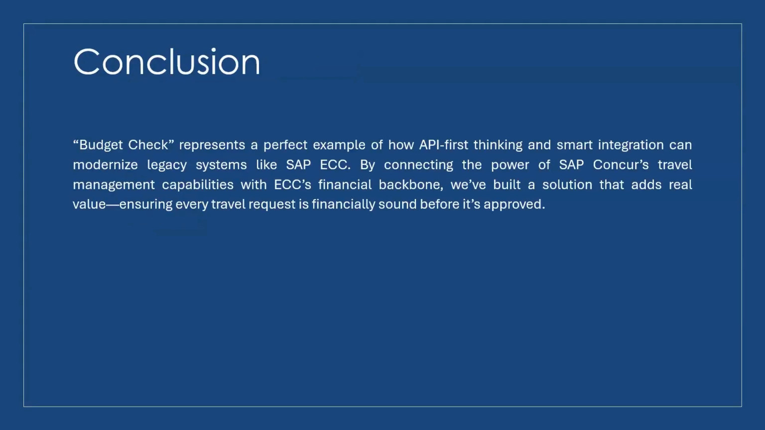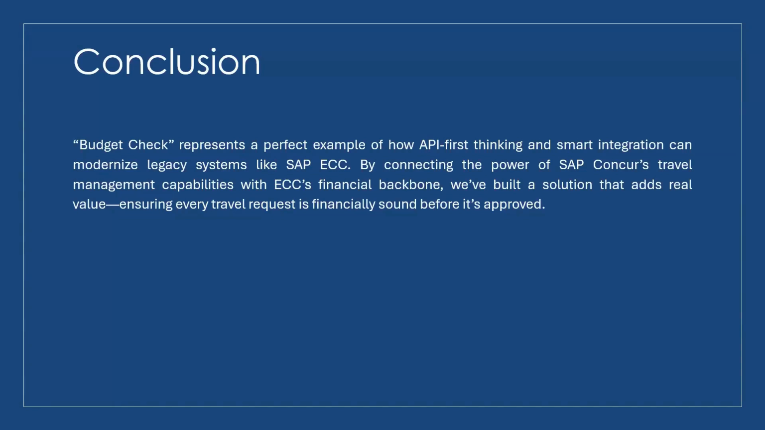In conclusion, if your organization is currently using SAP Concur for travel and ECC for budgeting, and you're relying on manual checks or post-trip reconciliations, I want you to think about what a tool like budget check could do for you. Budget check represents that perfect example of how API-first thinking and smart integration can modernize legacy systems like SAP ECC.